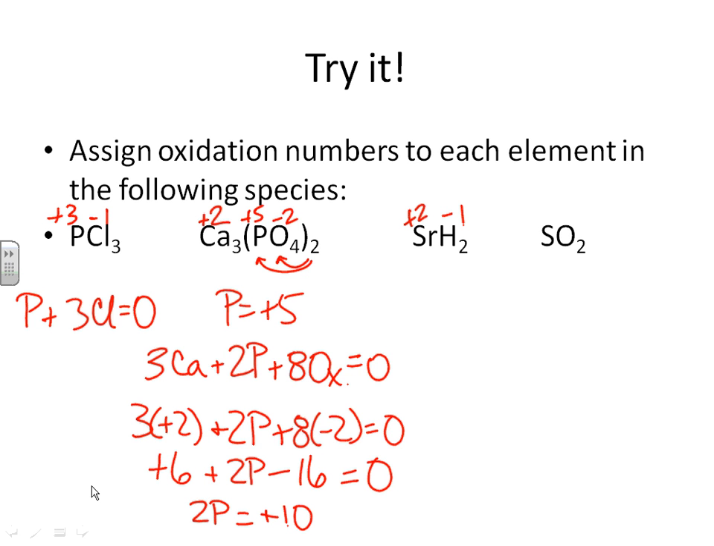Next up, SO2. We don't have a rule for sulfur, but we do have a rule for oxygen, so we're going to run right ahead and assign the oxygen the -2 oxidation number. The sulfur has got to be able to cancel out 2 oxygens. Each oxygen is -2, therefore the sulfur in sulfur dioxide has an oxidation number of +4.